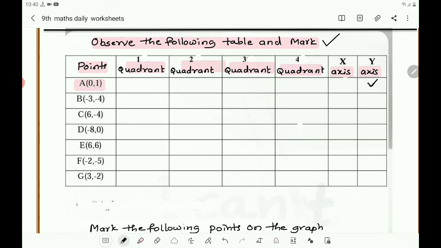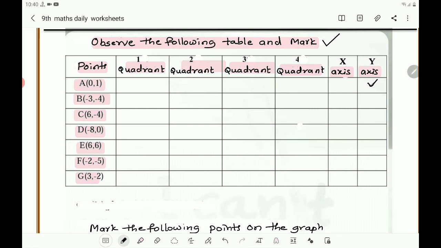B is (-3, 4). C is (6, -4). D is (-8, 0). E is (6, 6). F is (-2, -5). G is (3, -2). Here you see the signs: plus plus, minus plus, minus minus, plus minus, like this, and also verify if it is in the form (0, y) or (x, 0).